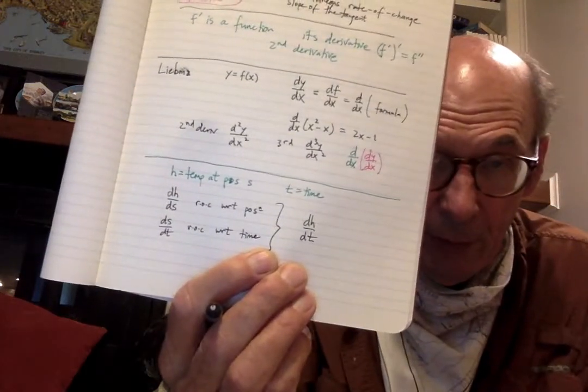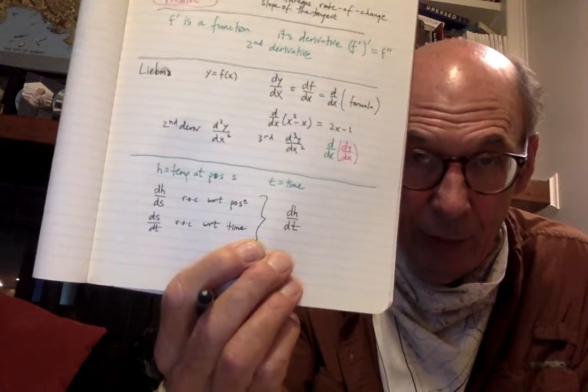And then what we would like to know is the rate of change of the temperature H with respect to time. And we can just write that down. That's the thing with this notation. You can just say, oh, I have a notation for the rate of change, and so I'm going to write that down. That's dH by dT. So that's the rate of change of temperature with respect to time.